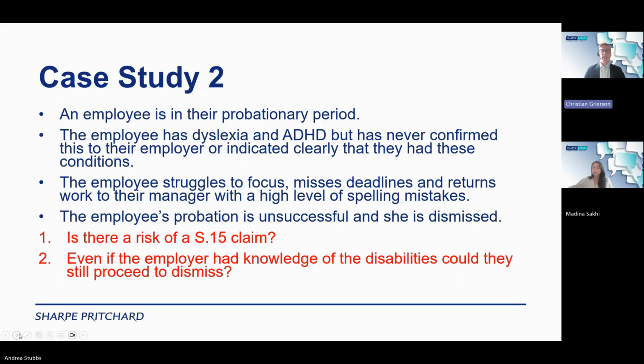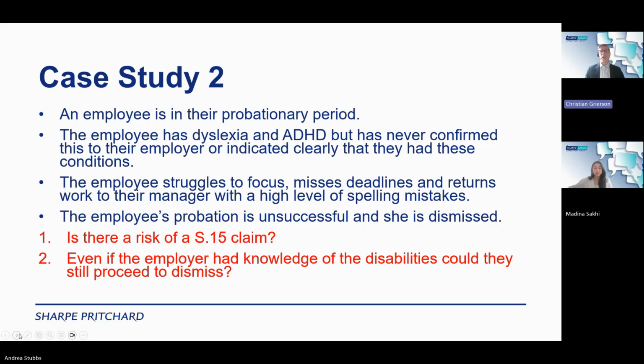I would say yes, there is. This is because the specific circumstances might give rise to the manager having constructive knowledge of that employee's disability. For example, struggling to focus and as a result missing deadlines and spelling mistakes may be indicative of the underlying disability of dyslexia and ADHD. And so there is a risk here.